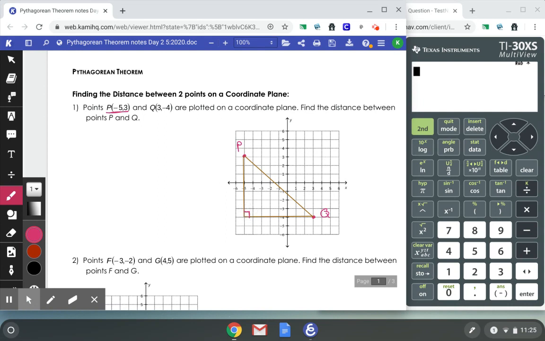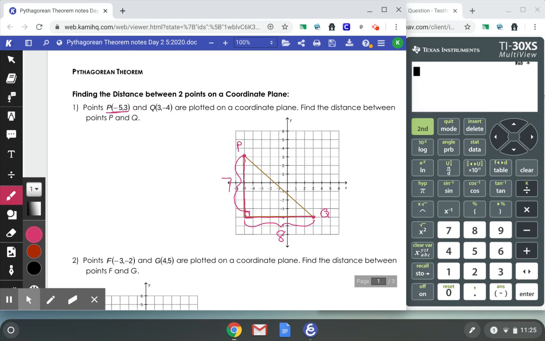And what I can do with my right triangle is easily count this distance right here. I can count the boxes: 1, 2, 3, 4, 5, 6, 7, 8. It's 8 units. I can also count the distance I went down from P to get to Q: 1, 2, 3, 4, 5, 6, 7 units. So this is 7 units, okay?